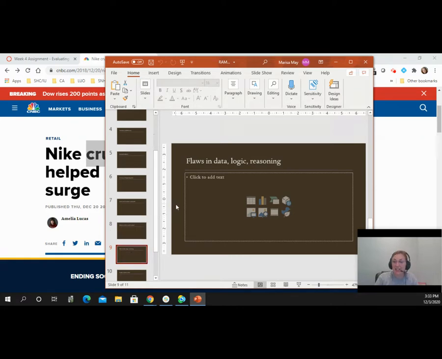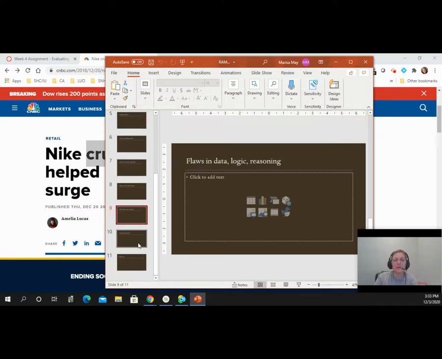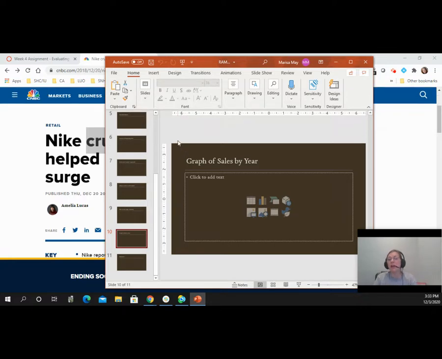Flaws in the data, logic, and reasoning. Try to look for 2 of these so that you can find where did we go wrong? Was there something that didn't sound quite right with the data, the logic, or the reasoning that's given in the article? And then the last slide, number 10, you want to give us a graph of sales by year.